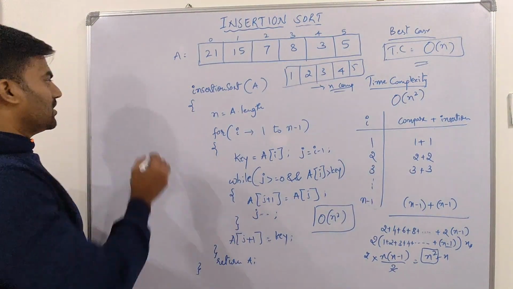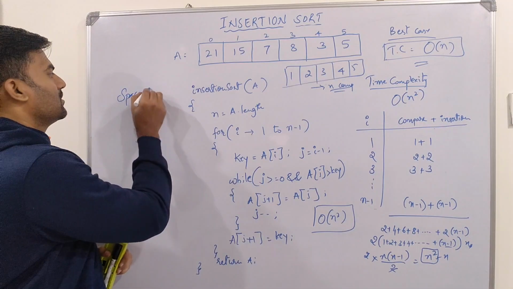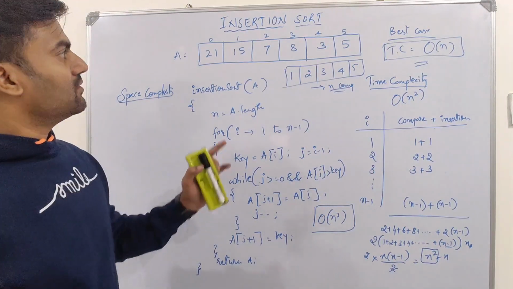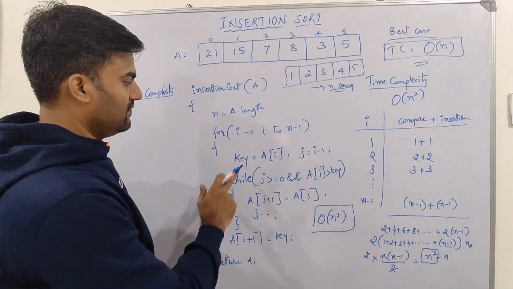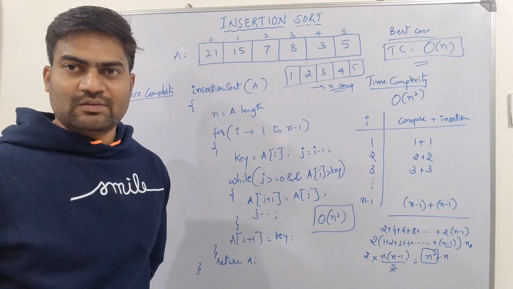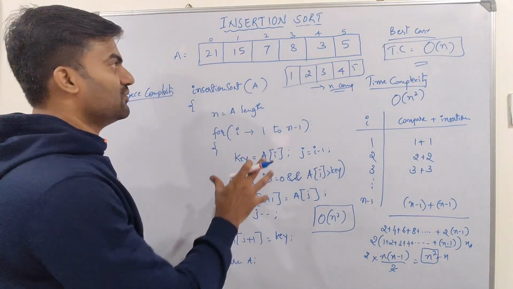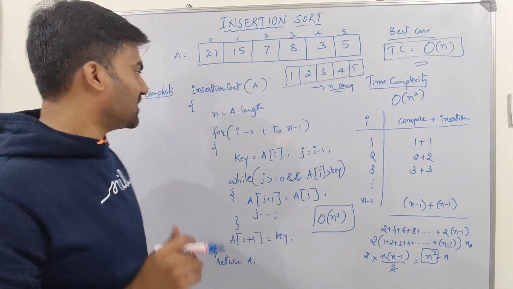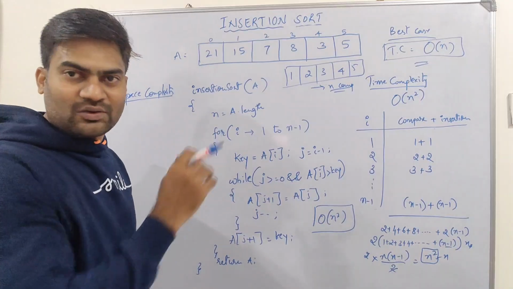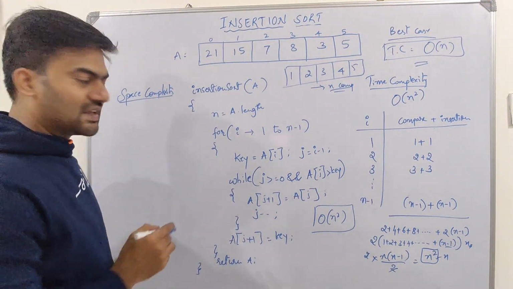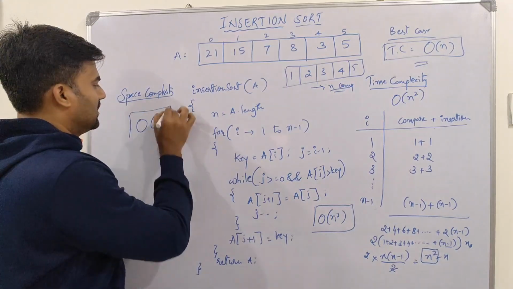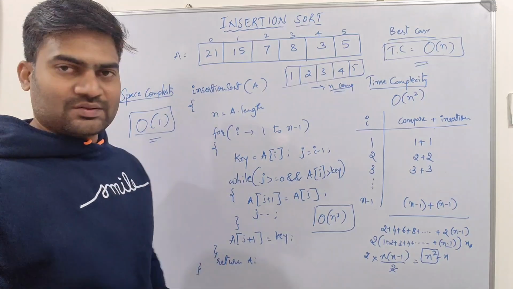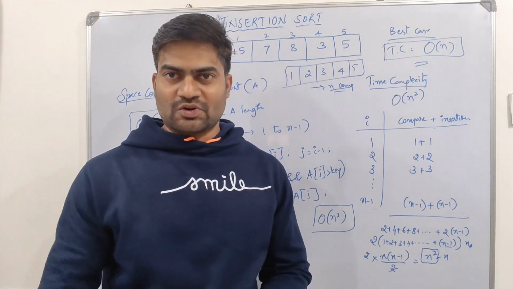Now we will look into space complexity. What we did, we took n, we took key, we took j, but nothing apart from this. So basically, whatever modification we did was in place, within the array itself. That's why it is an in place sorting algorithm, and its space complexity is of order 1. So this is about the pseudocode. Now let's look into its program in action.